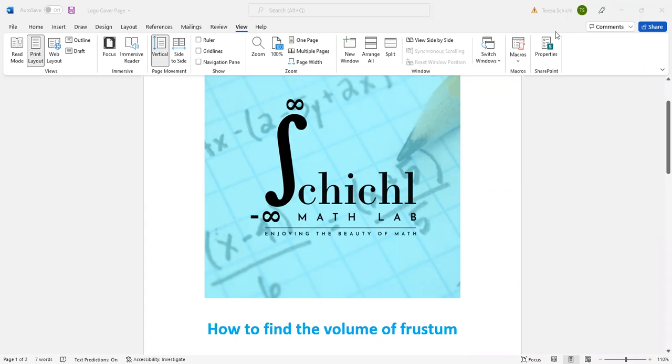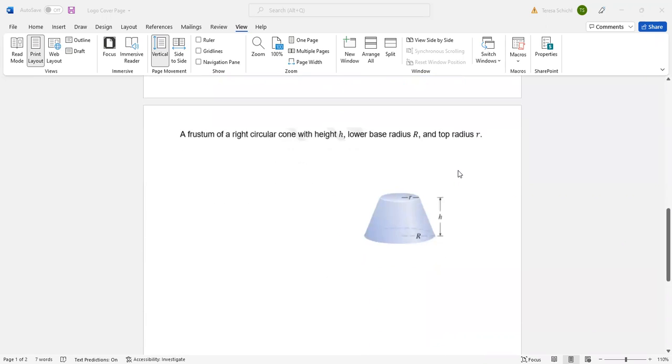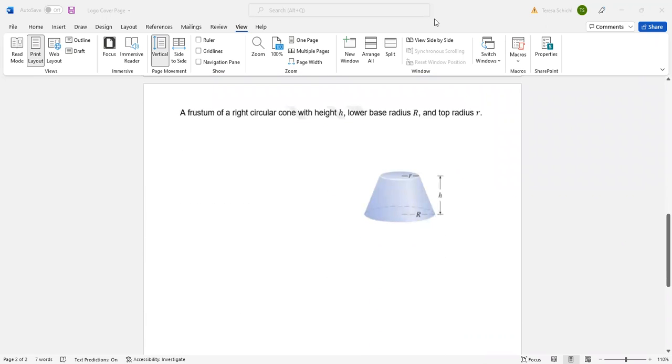Today's topic is how to find the volume of a frustum by the slicing method. Let's take a look at how we do this. This is the frustum we have here.